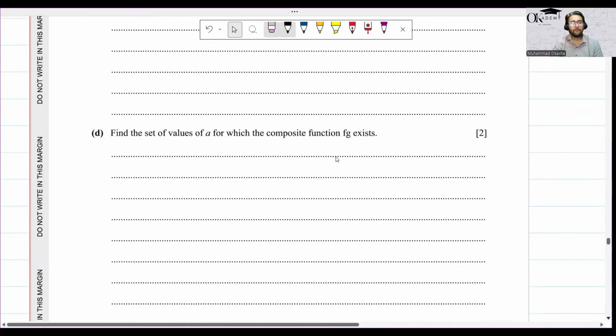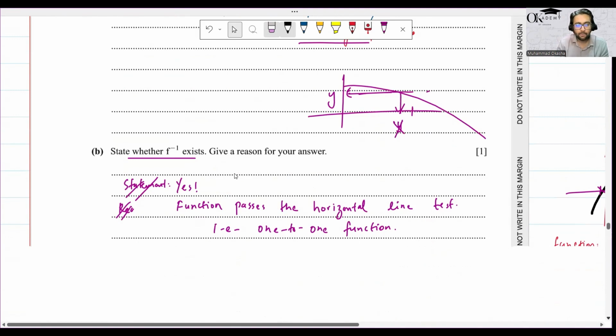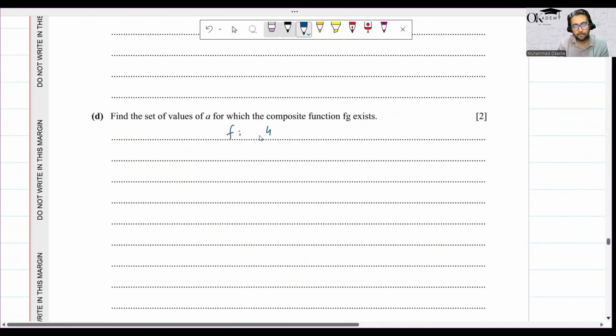This is interesting. Find the set of values for which the composite function f of g exists. Let me write down both functions. Function f was 4 over (3x minus 6) whole squared, plus 1 over the same thing, (3x minus 6) squared. So 3x minus 6 squared. That's f.